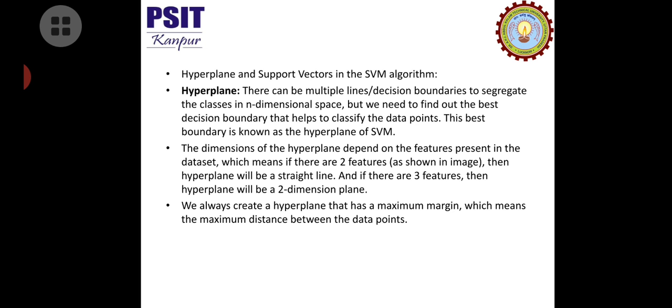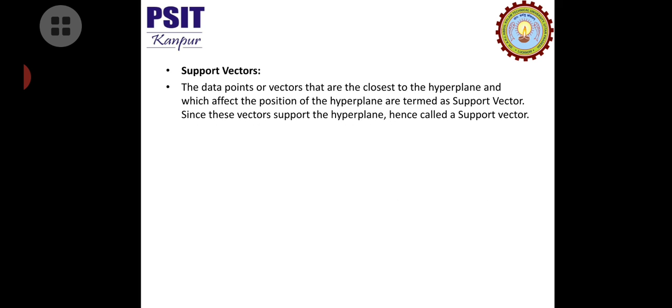We always create a hyperplane that has a maximum margin, which means the maximum distance between the data points. So when we create a hyperplane, it always has a maximum margin. What does maximum margin mean? It means the maximum distance between the data points.